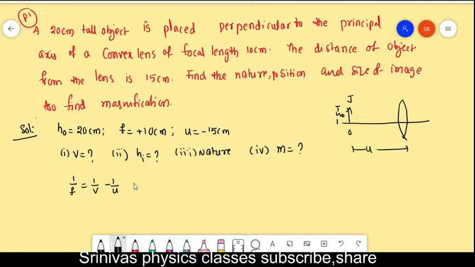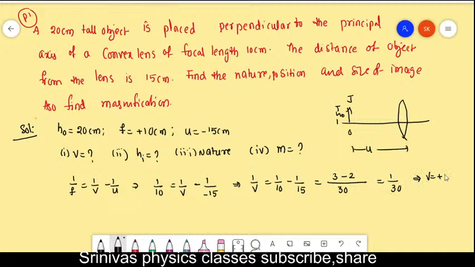Now start the solution. We will substitute the values. 1 by f is 1 by 10, and 1 by v is unknown. V is the question mark. We don't know, that's why we have to find it out. Minus 1 by u is minus 1 by minus 15. Then finally you will get 1 by v is equal to 1 by 10. Here minus minus is plus 1 by 15. The 1 by 15 goes to the left side, meaning minus 1 by 15. Now do the LCM, that is 30. 10 threes are 30, 15 twos are 30, then you will get 1 by 30. From this, the image distance you will get is plus 30 centimeters.